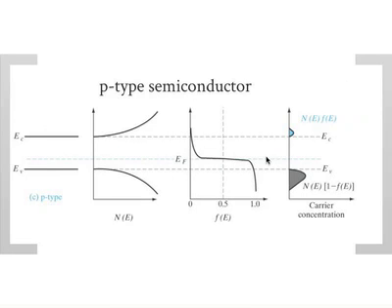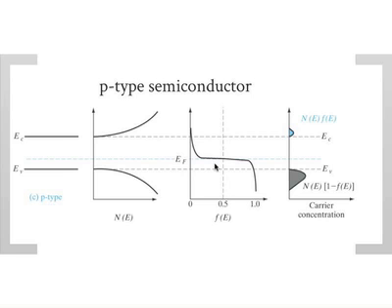Okay. Same thing happens for the p-type, the analogous thing. The Fermi level goes down. The density of states look the same. Again, it's slightly different, but not very much. The Fermi level, the Fermi-Dirac distribution goes down.